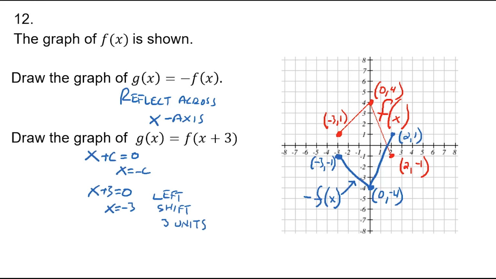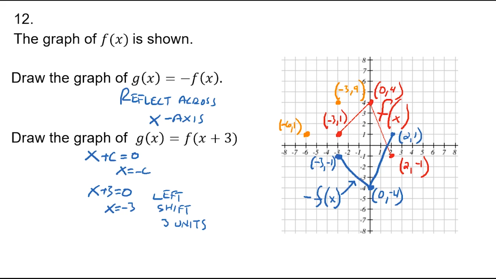Alright, so let's see if we can squeeze this one on here. We take these same 3 points from f of x. Let's start with negative 3 comma positive 1, and let's move over to the left 3 units. So we end up with 1, 2, 3, and that will be negative 6 comma 1. And then this point 0 comma 4 on f of x, when we shift it to the left 1, 2, 3 spaces, we end up with negative 3 comma 4.